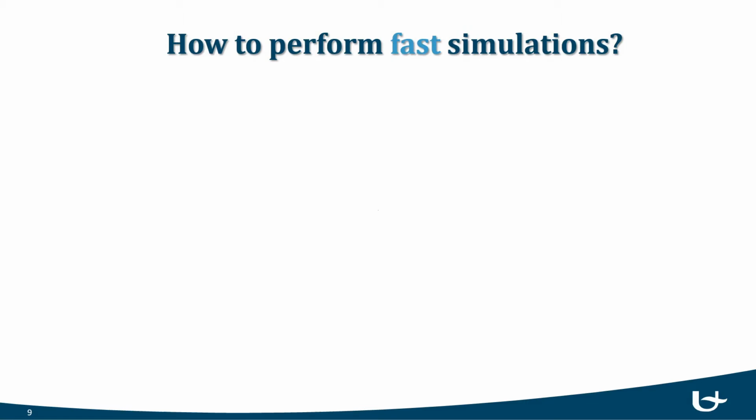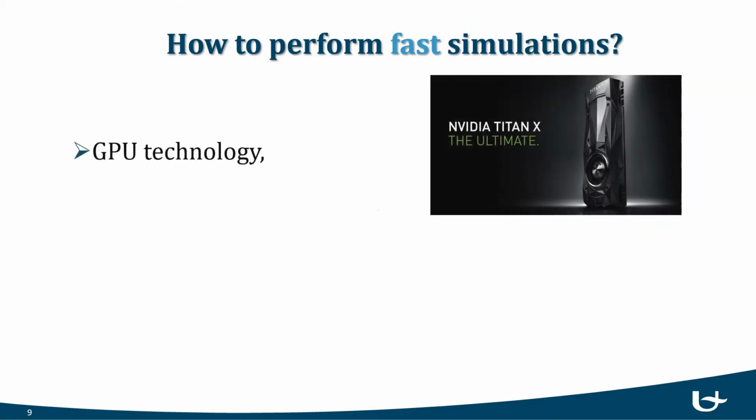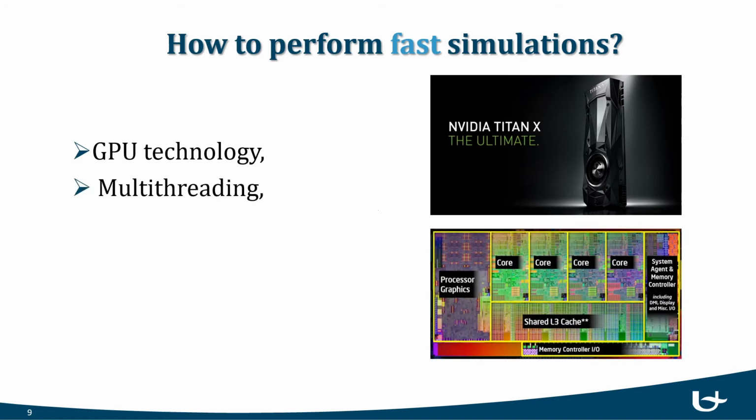If we want to perform fast simulation, we have to use the currently available technology, such as GPU technology and multi-threading technology. Apart from that, we have to use a suitable programming language which allows you to get the best of your hardware. In this case, we use C++ and CUDA C++.